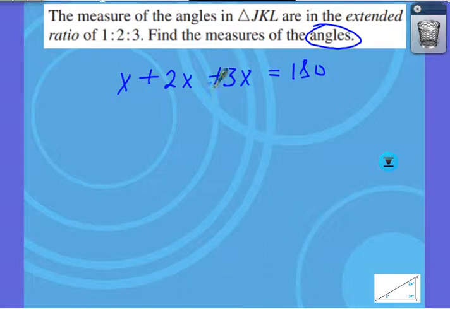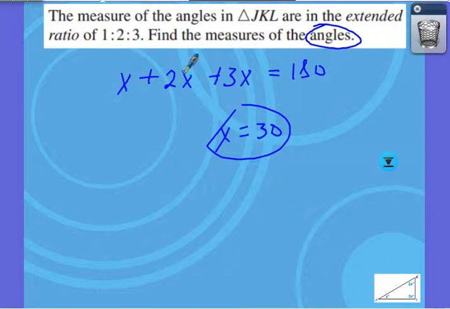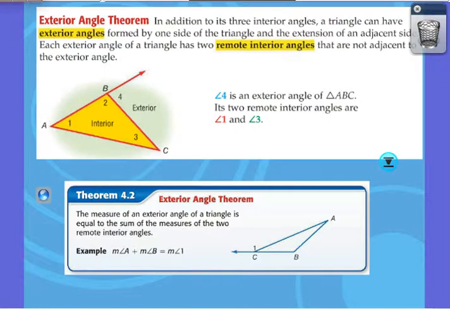Solve that for x, plug it back in. I think you actually get x equals 30 there. And once you plug that back in, you have 30, 2 times 30, and 3 times 30, which would be 30, 60, and 90. Exterior angle theorem. You have 3 interior angles, and you also have 3 exterior angles.